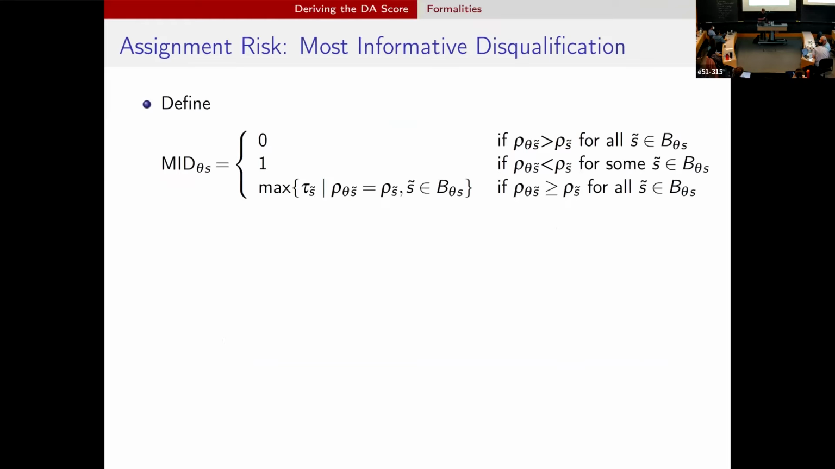Now, the last piece of notation, and the hardest one, is this concept that we call the most informative disqualification. Let me try to explain this intuitively, and then just give you the idea of what this notation is trying to take into account.